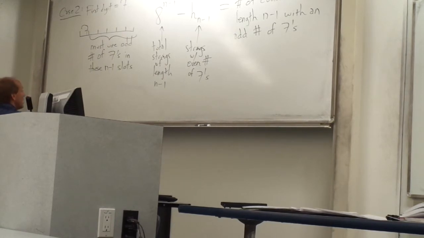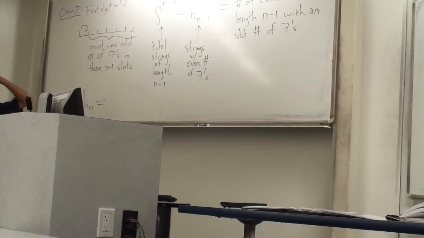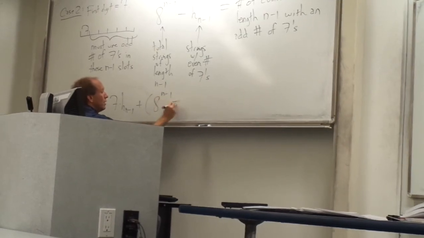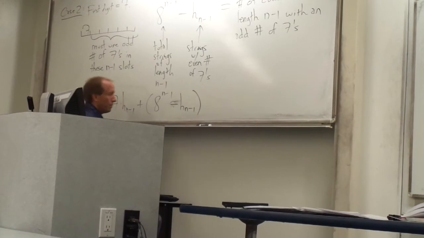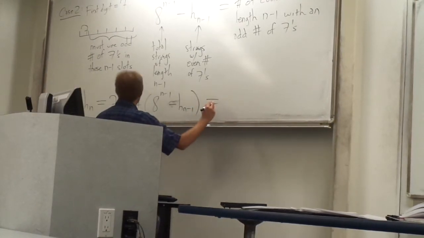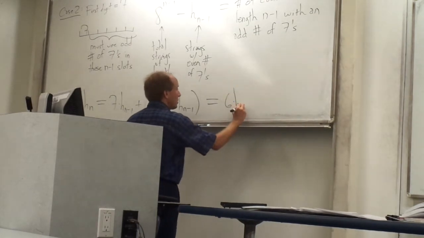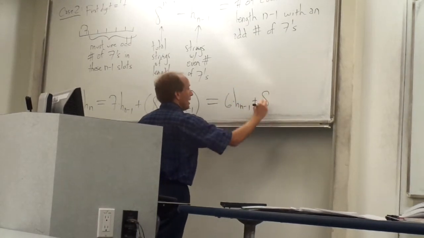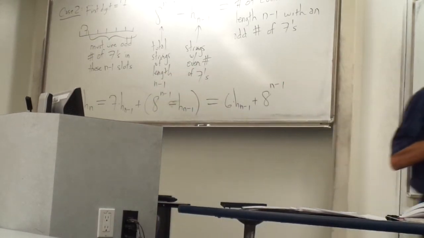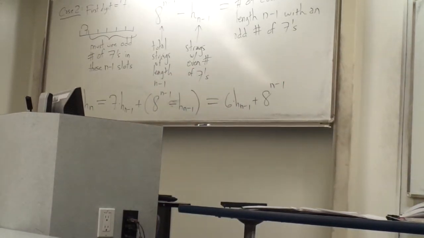Add them together, exactly. And that's going to give you the recurrence relation for h sub n. So it's going to be 7 times h sub n minus 1 plus 8 to the n minus 1 minus h sub n minus 1. Okay? And that adds up to 6 times h sub n minus 1 plus 8 to the n minus 1. And that is your recurrence relation. What is the order of that recurrence relation?